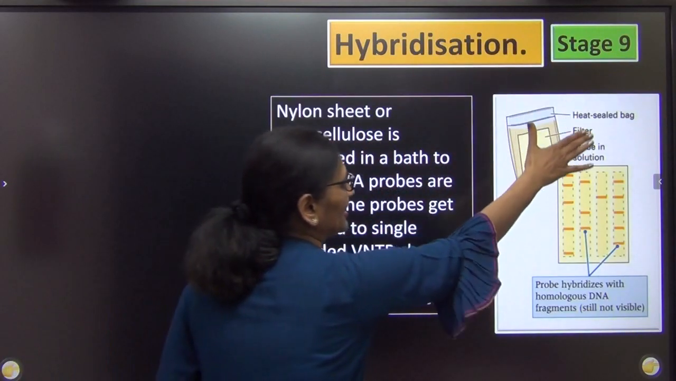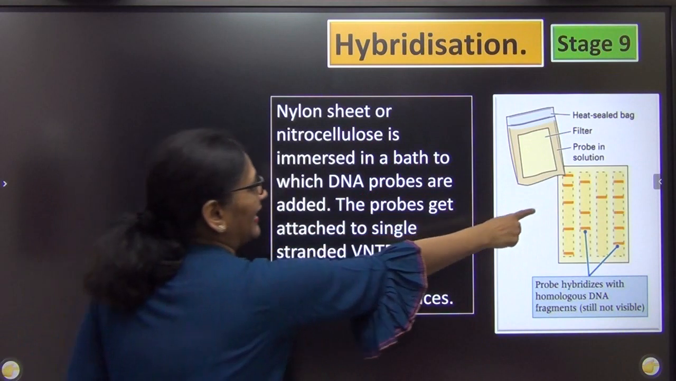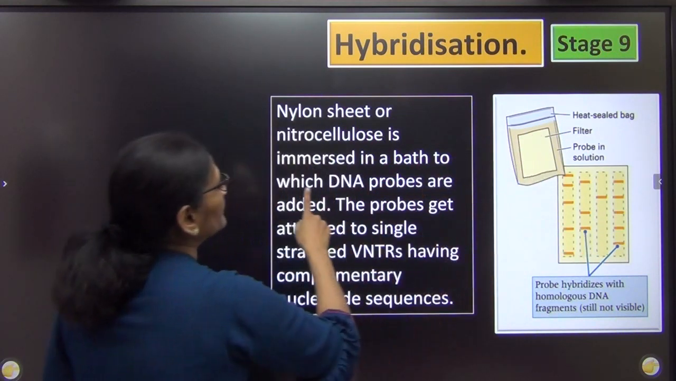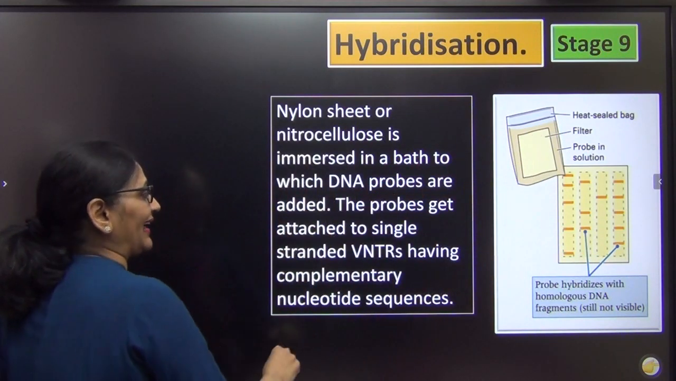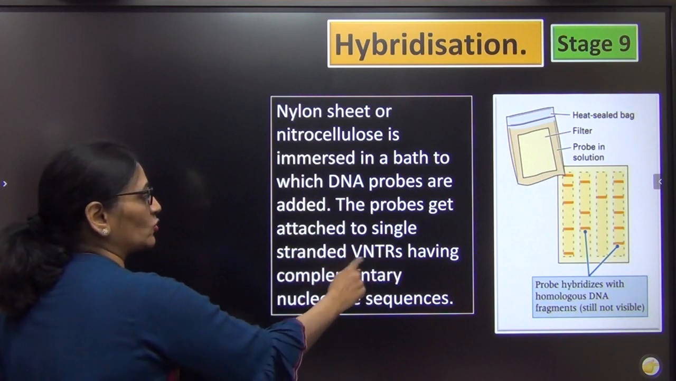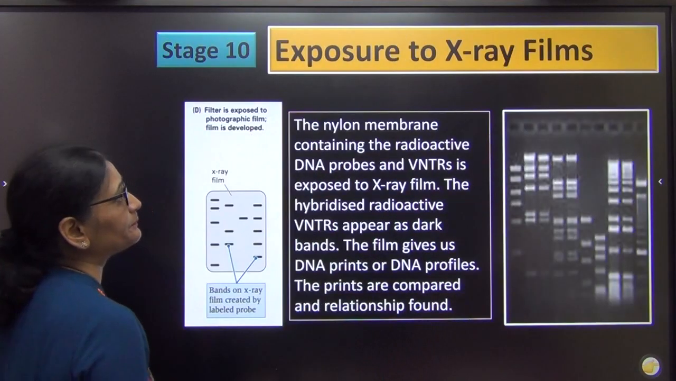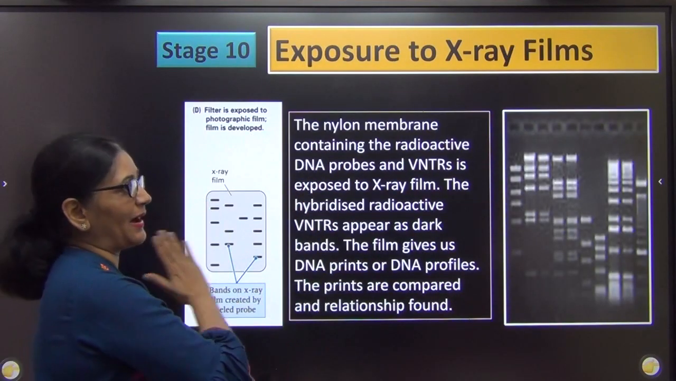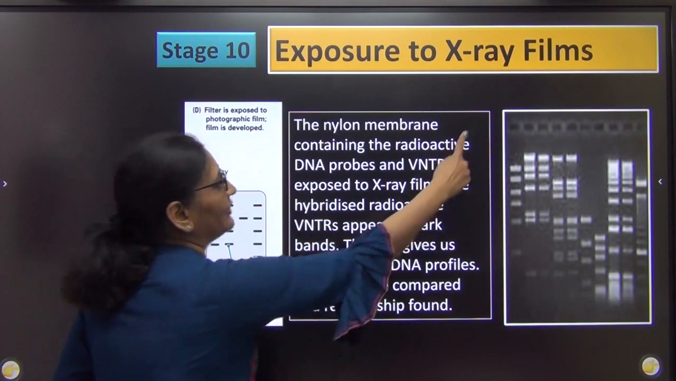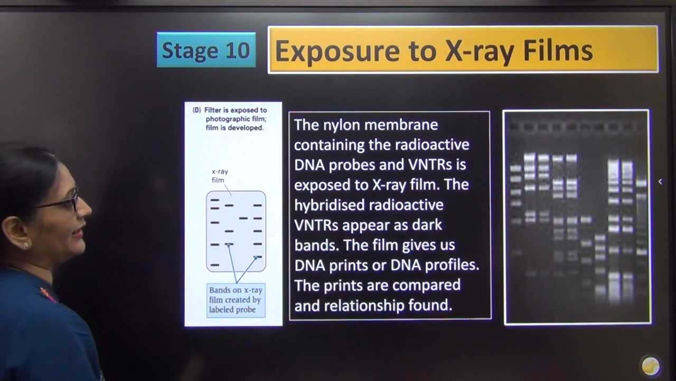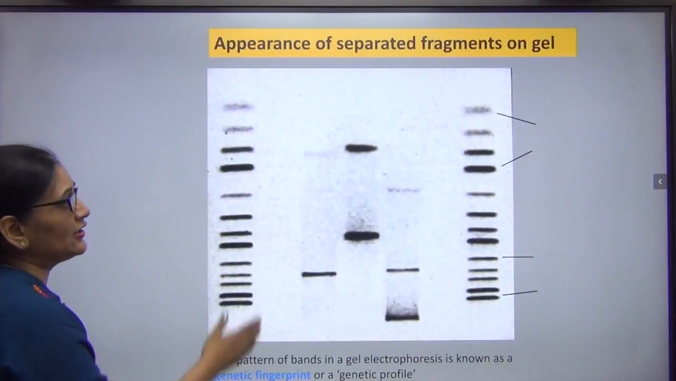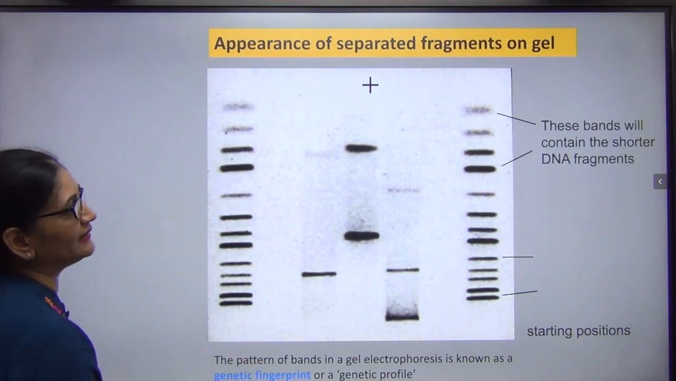Now the nylon sheet is immersed in a bath. In this bath, those DNA probes are attached. These probes will get attached to the VNTRs having the complementary nucleotide sequence. Then we will pass it through UV radiation, and then a particular banding pattern will actually appear. Right? Now we are going to match the banding pattern.